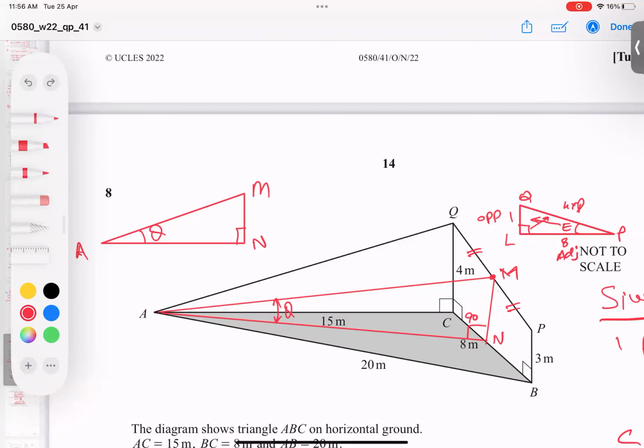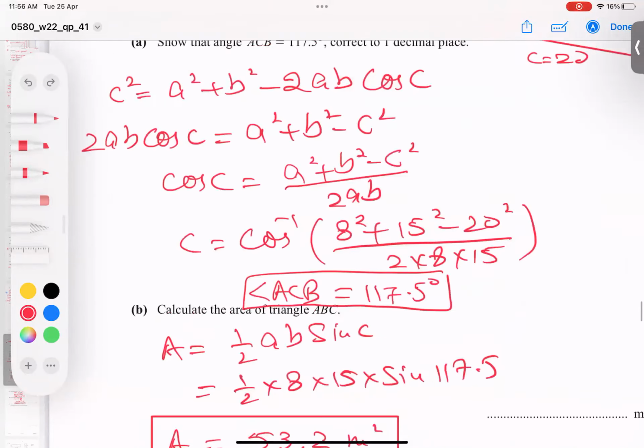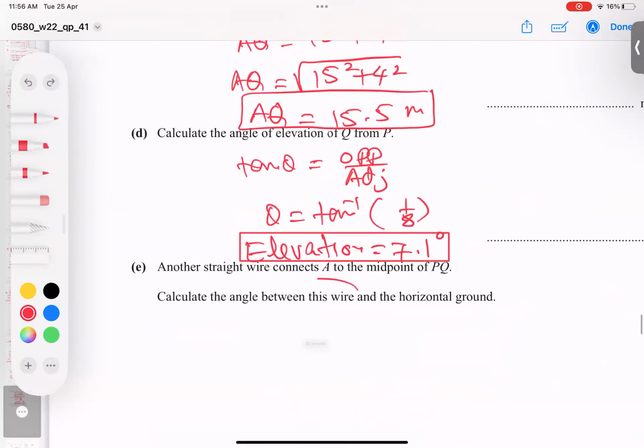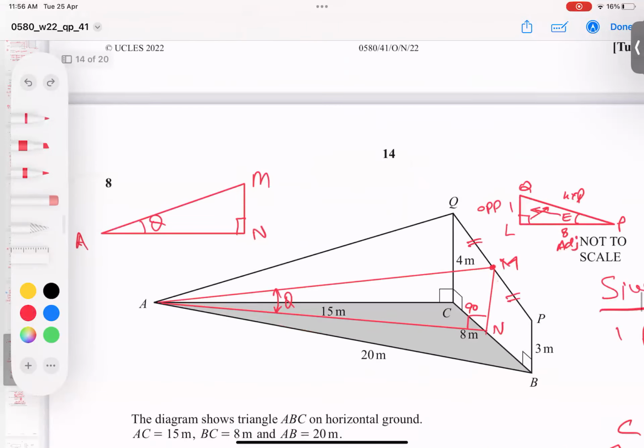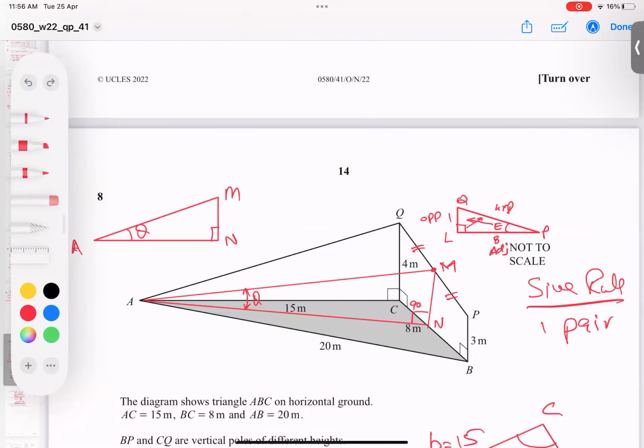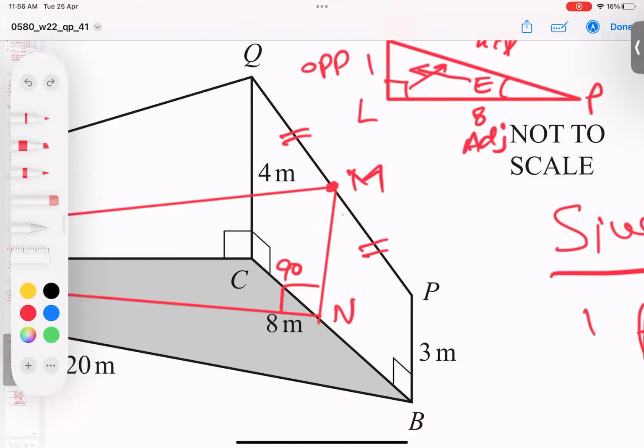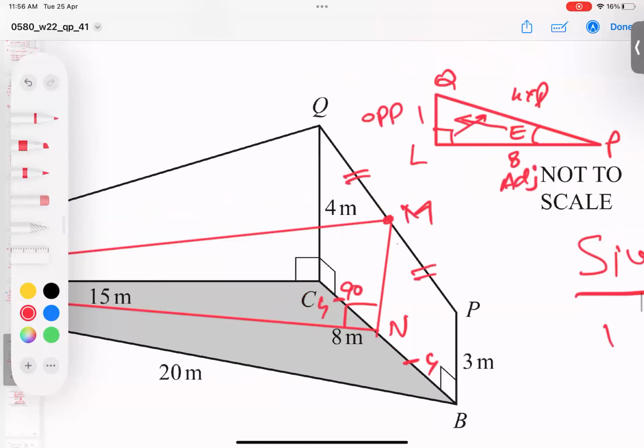Yes, angle with theta. Let me recheck. Angle between wire and horizontal. Okay, wire and horizontal. So it means this diagram has no mistake at all. The hard part is how to get the second one. This midpoint, not even the top one, okay. Midpoint of this and this gap. So this gap is 4, and this gap is also 4. So in this triangle, this length is 4 and this length is 4.